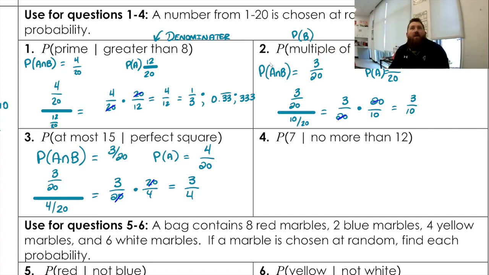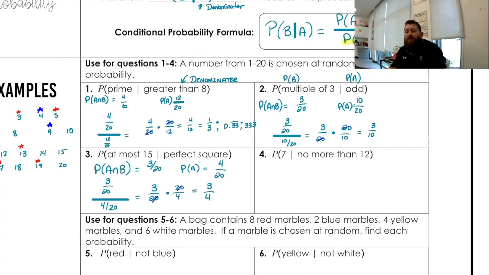And then our next one, perfect squares were 4, and of those 4, 3 were at most 15. So when we're doing conditional probability, we are restricting our sample space. We're taking the total sample space and we're minimizing it. So as you continue to progress through this, you're probably not even going to need that big formula anymore, but it's good to keep practicing.